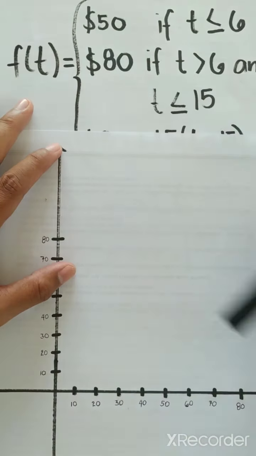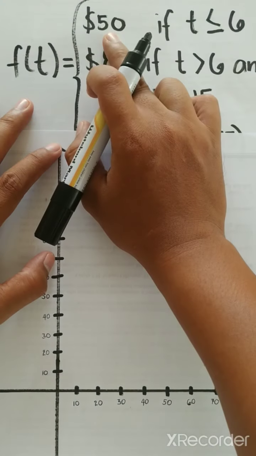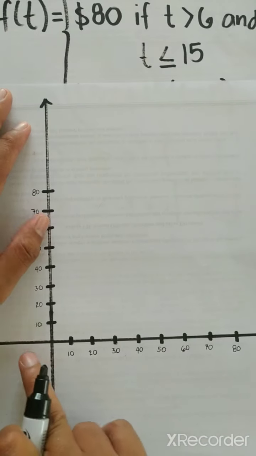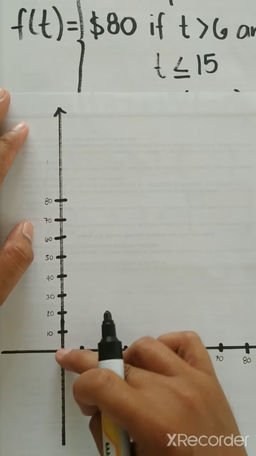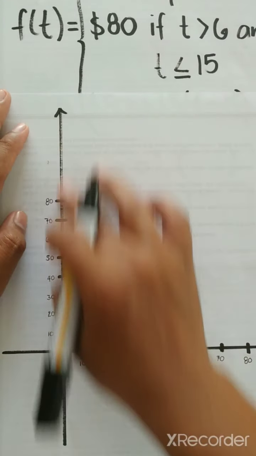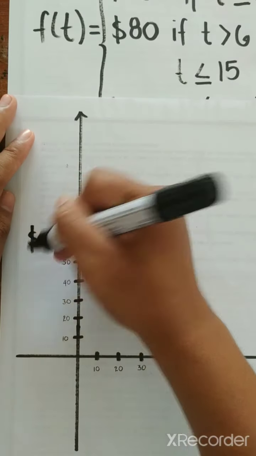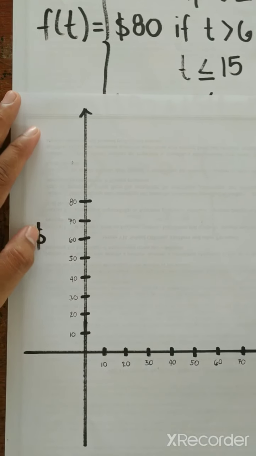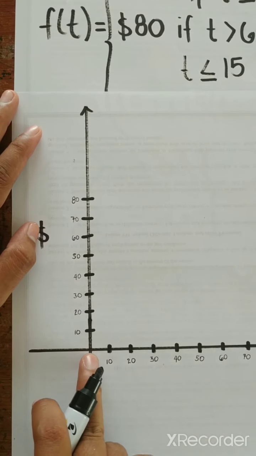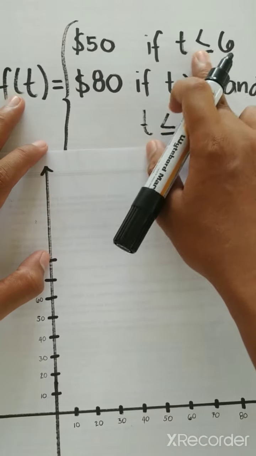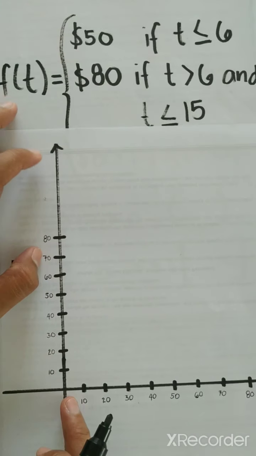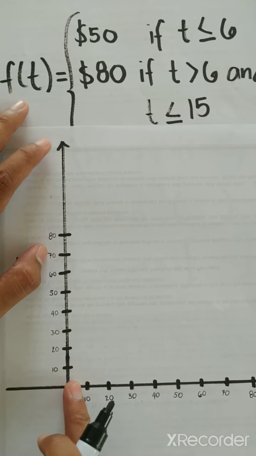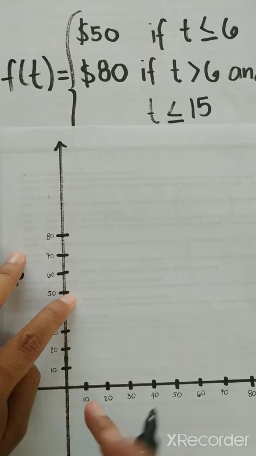So first, $50. By plotting $50, we will be watching at our t first. In this sense, this will be our t, and this is our fee, so the dollars. Okay, so we have dollars, and this is our t. Okay, so we have this one 6. 6 is somewhere in between 0 and 10. We'll have 5, so it is somewhat like close there. And $50, so we'll have 50.